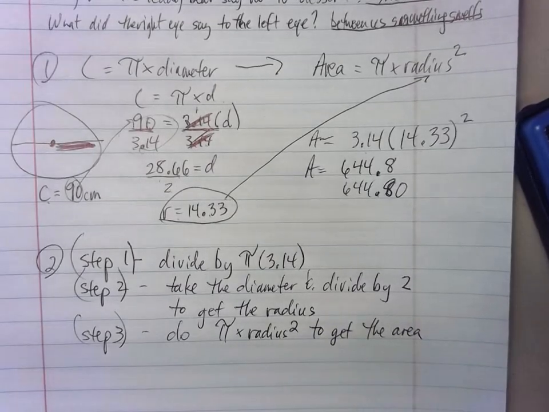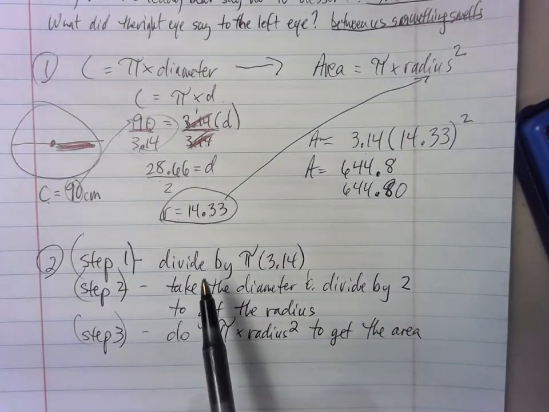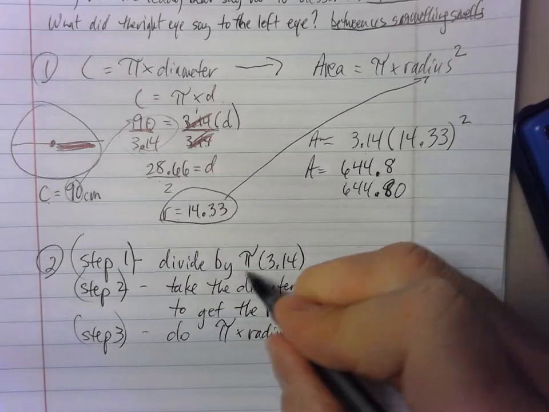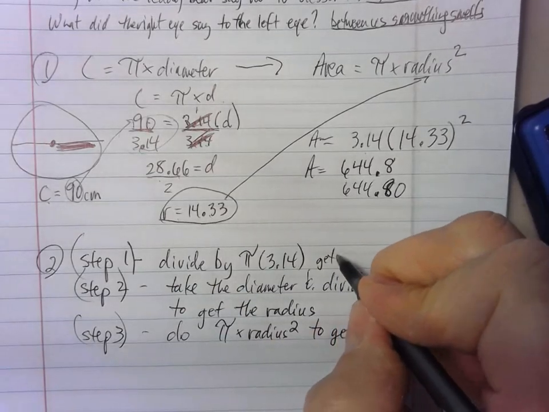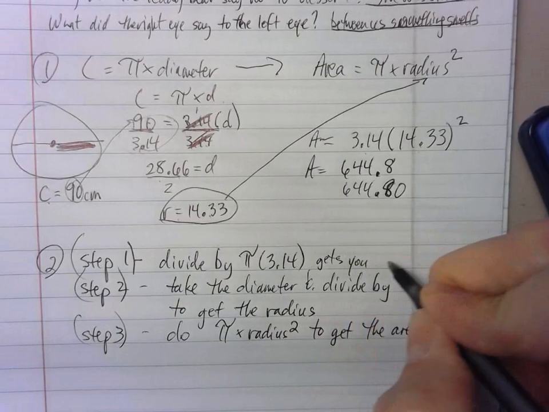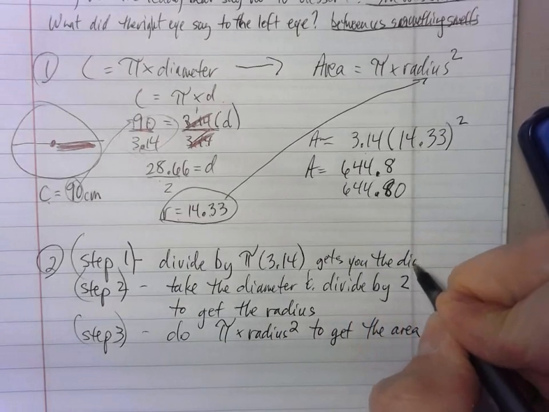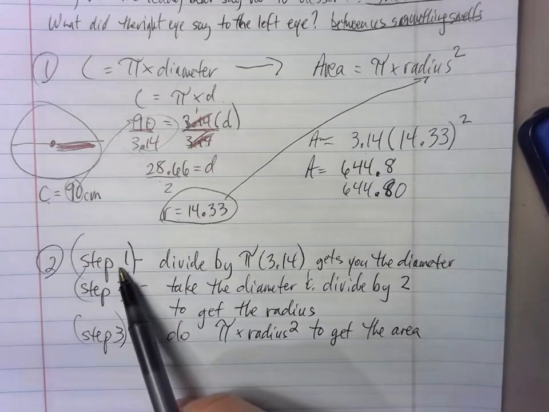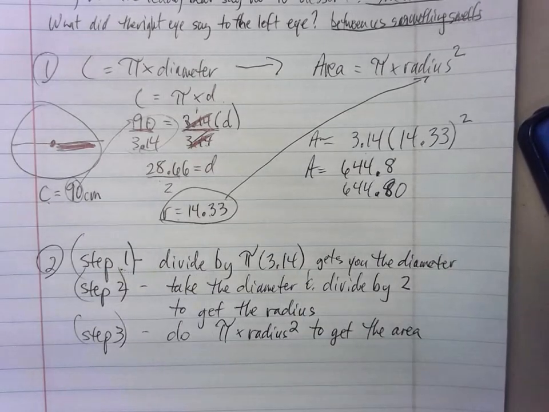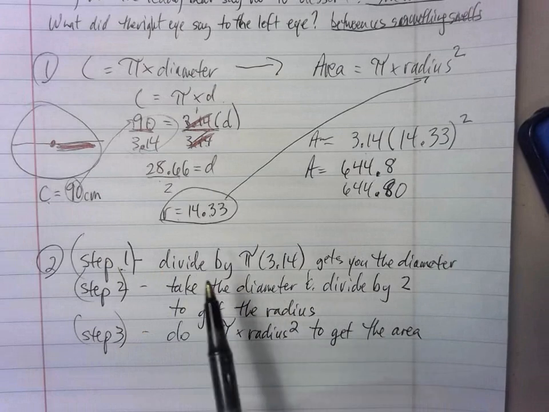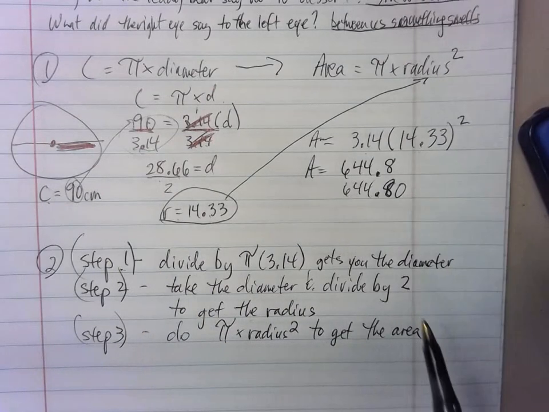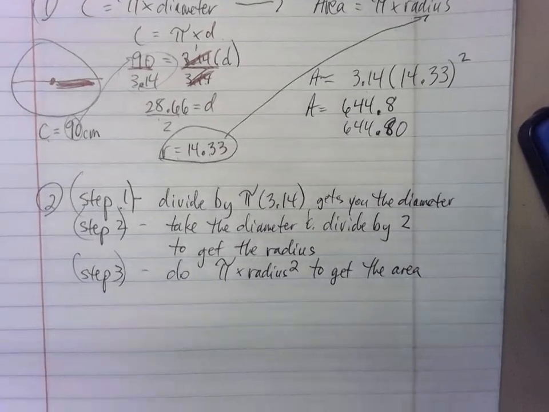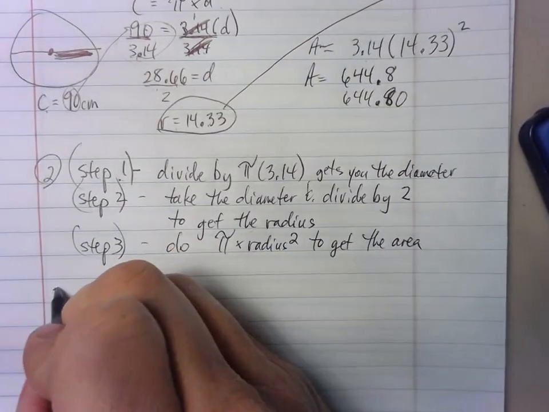Okay, so basically it's just a little 3-step thing here. We're going to divide by pi. I guess I could write over here, divide by pi gets you the diameter. If you wanted to put a few more words down there with it, okay? So if you take the circumference, divide it by pi, that's going to give you the diameter. Once you got the diameter, take and divide it by 2 to get the radius. And then once you have the radius, you just do pi times radius squared to get the area. Alright, so let's do another one.